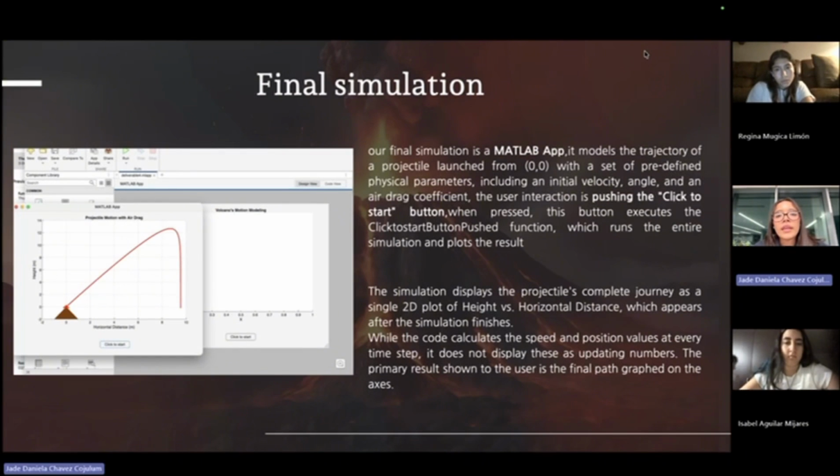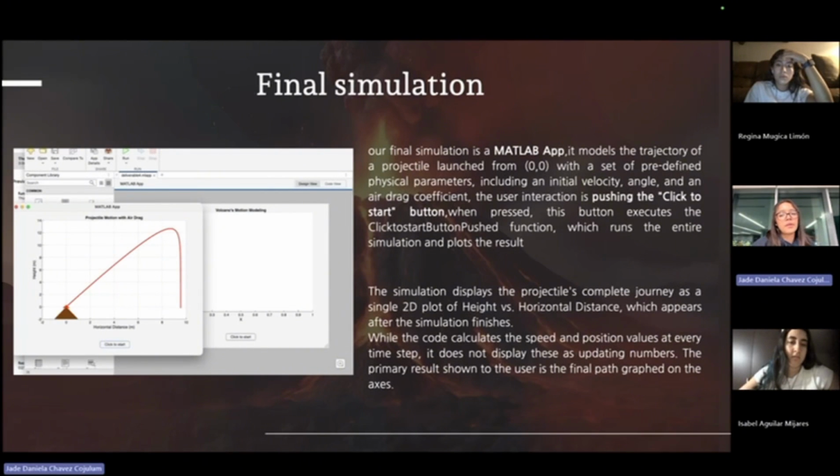And our final simulation was a MATLAB app. It models the trajectory of a projectile launched from 0,0 with a set of predefined physical parameters, including an initial velocity, the angle, and air drag coefficient. The user interaction is pushing the click to start, which is this. When the user presses that, the function starts running, and we can see the simulation.